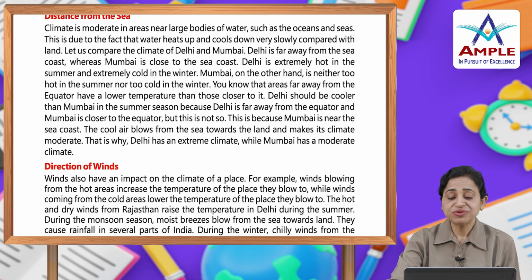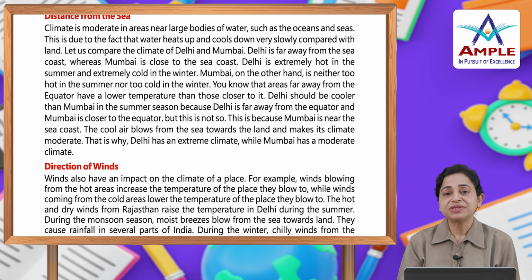Okay, now directions of wind. Winds also have an impact on the climate of a place. For example, winds blowing from the hot areas increase the temperature of the place they blow to, while winds coming from the cold areas lower the temperature of the place they blow to. The hot and dry winds from Rajasthan raise the temperature in Delhi during the summer. During the monsoon season, moist breezes blow from sea towards land.